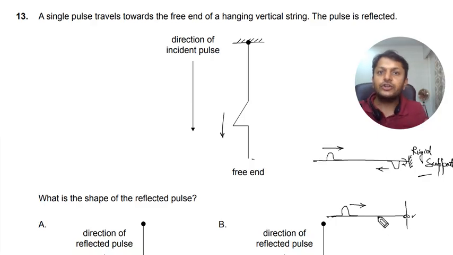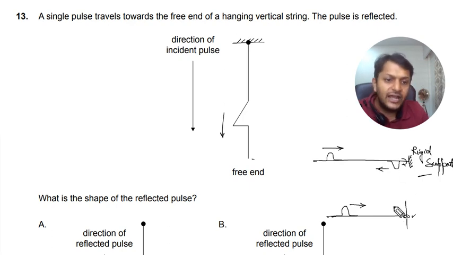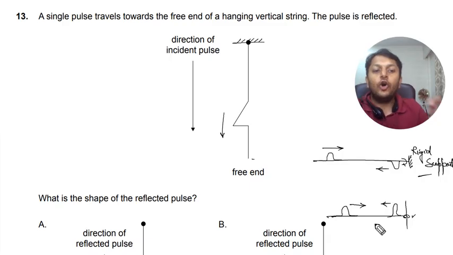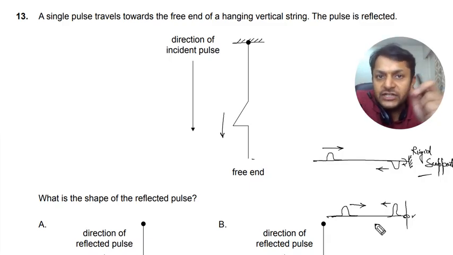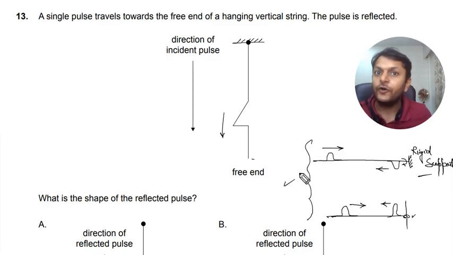Now what happens? Of course there is no way in which it can keep on moving in the same direction, because as soon as it hits this end it has to be reflected. But because it is the free end, the inversion does not happen. The phase shift is not taking place. It means that it will be reflected just like this. So only the direction of the velocity will change, but the phase change will not take place. So these are the usual principles that we take care of.